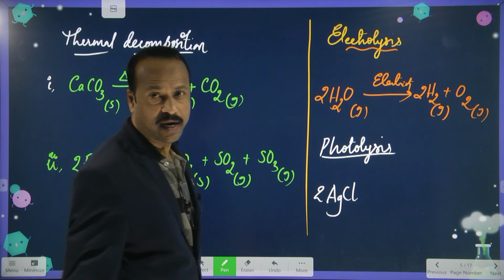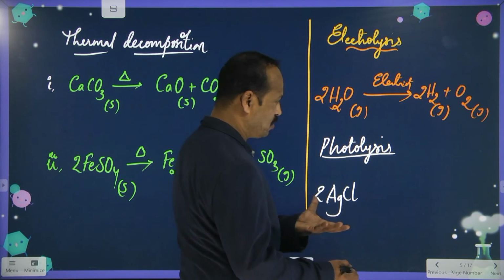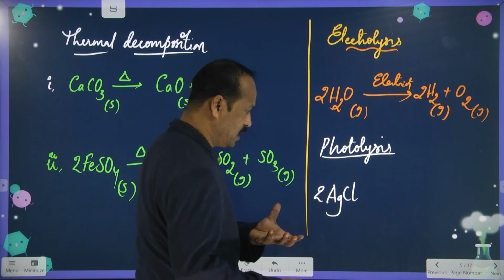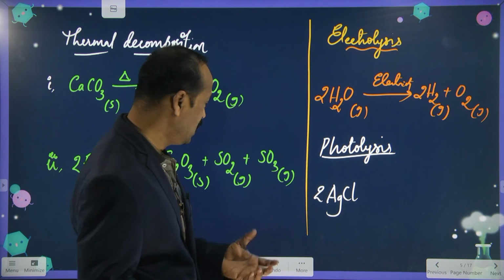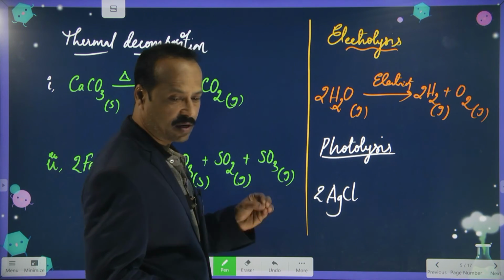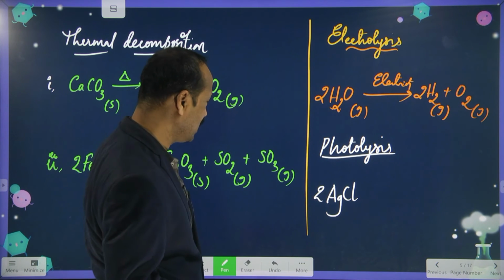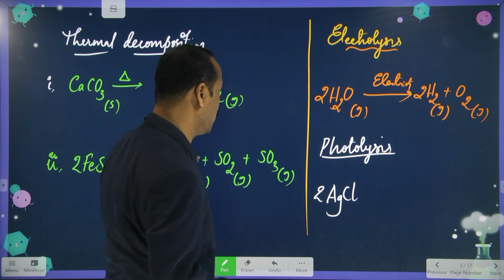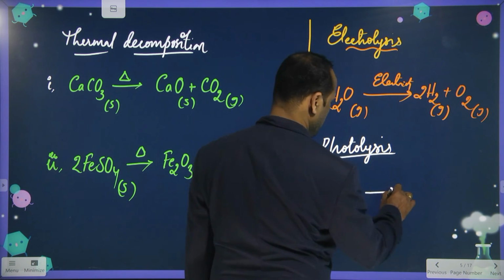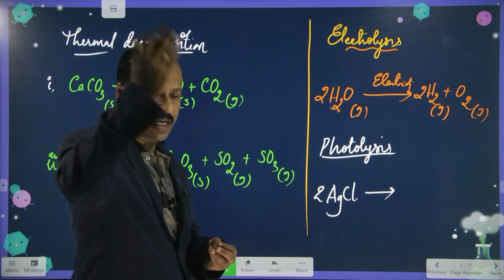Silver chloride. Okay, so you take one watch glass. A watch glass means a small vessel, like a small beaker, not a beaker. In that you take the silver chloride and put it under the sunlight. After some time, from the silver chloride, the chlorine gas escapes.